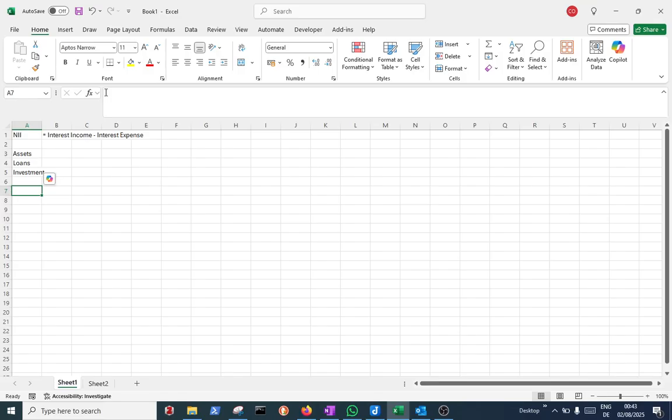So we have stopped on assets and we have concluded that we have loans and investment. Let's have, for example, $600 million of loans and $300 million of investments.